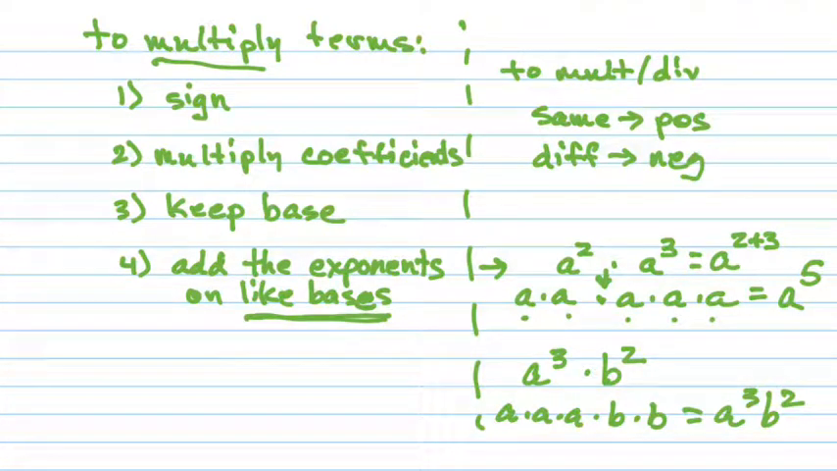So if it was b to the 4th times b to the 216, what am I going to get? B to the what? B to the 220. 220th, right? Doesn't matter how big the numbers are, just add them together. Would you like to write out 216 b's and then count them up? No. So that's why we use the shortcut, guys. Okay? All right. So on like bases, you just keep the base and add the exponents.